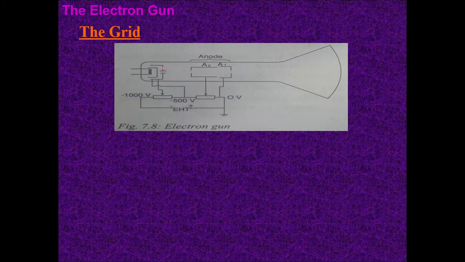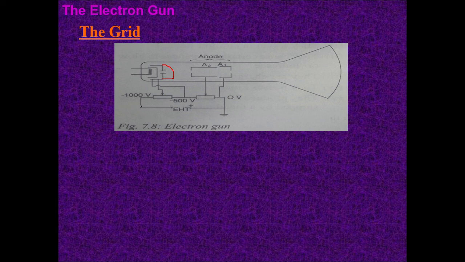The grid, we have noticed, is simply this part here. That is the grid. So, how does this grid work? The moment electrons are ejected and being accelerated by the anode A2, this grid here is at a slightly lesser negative potential than the cathode.